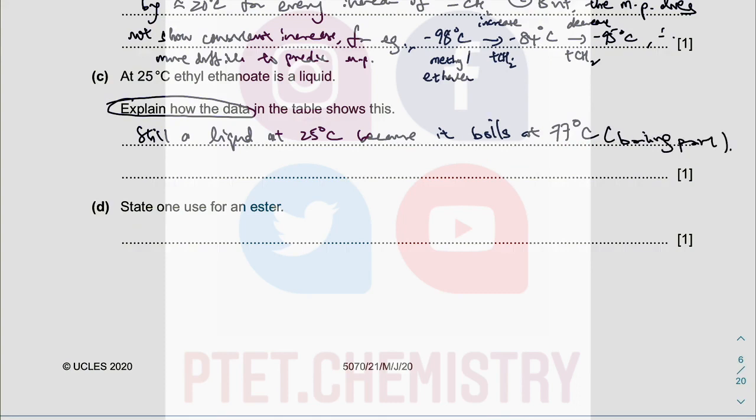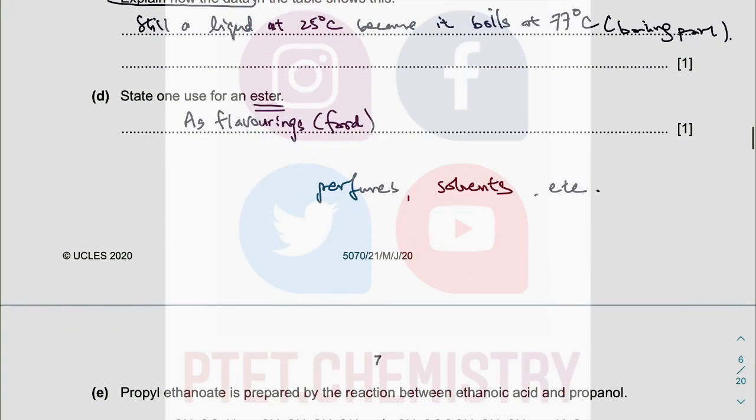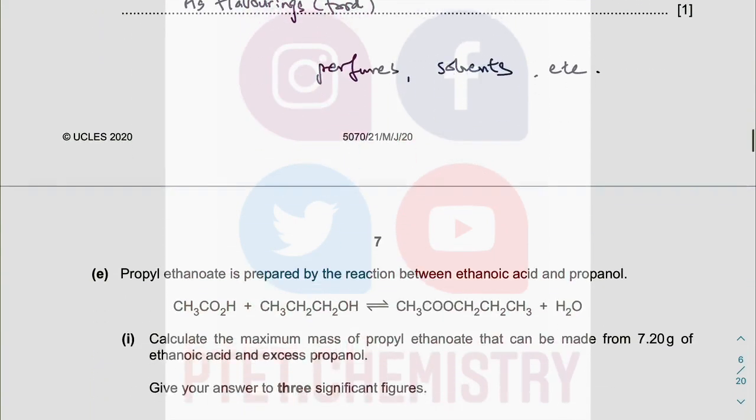Okay, step 1, uses for an ester. Esters are really sweet smelling liquids. You can use them as flavoring, so food flavorings. Some people use them in the perfume industry. Sometimes we use them as solvents, etc. Not coloring, flavoring. Because of the sweet flavor, not coloring.